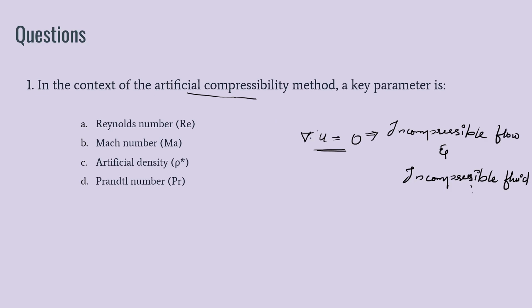So for incompressible flows, one of the earlier methods is to introduce an artificial compressibility factor. From this word itself, you can guess the answer. What is the answer? The answer is artificial compressibility rho star. Rho star is given by P by beta square. So beta is an introduced parameter to solve the equation.